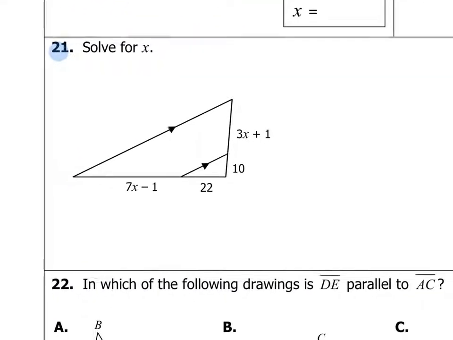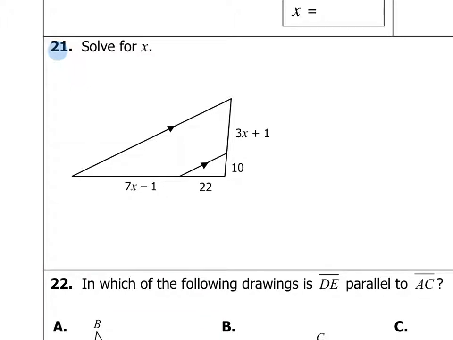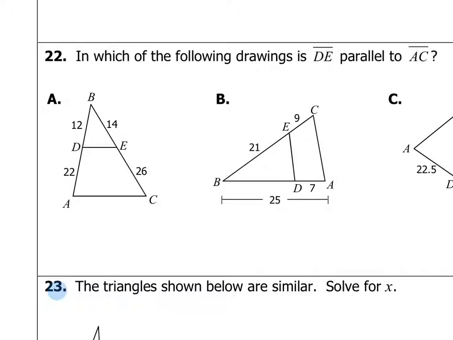Same way with 21, we are just solving for x. So set up your proportion. You got 10, 22, 3x plus 1, 7x minus 1. Set that up, just like we did in class. If you're not sure, you can ask.